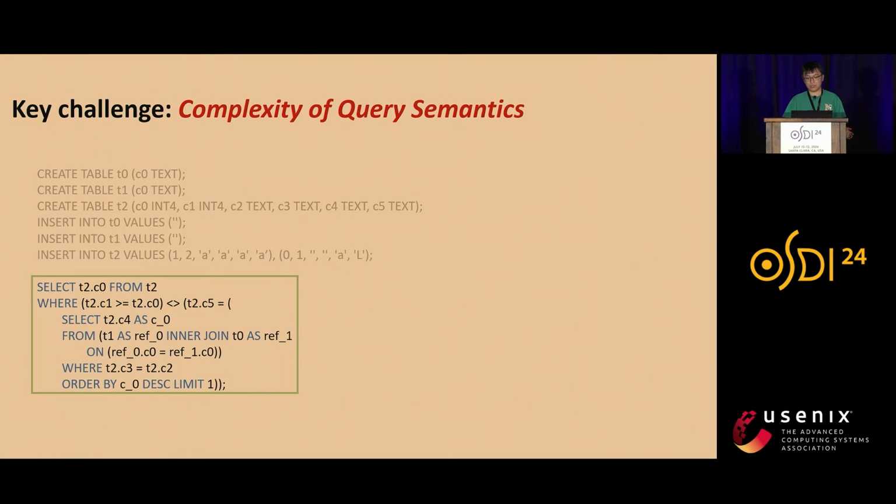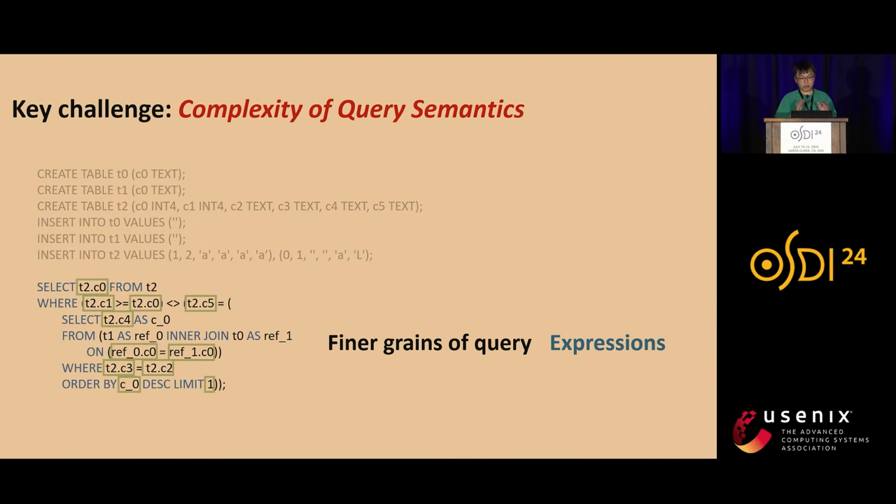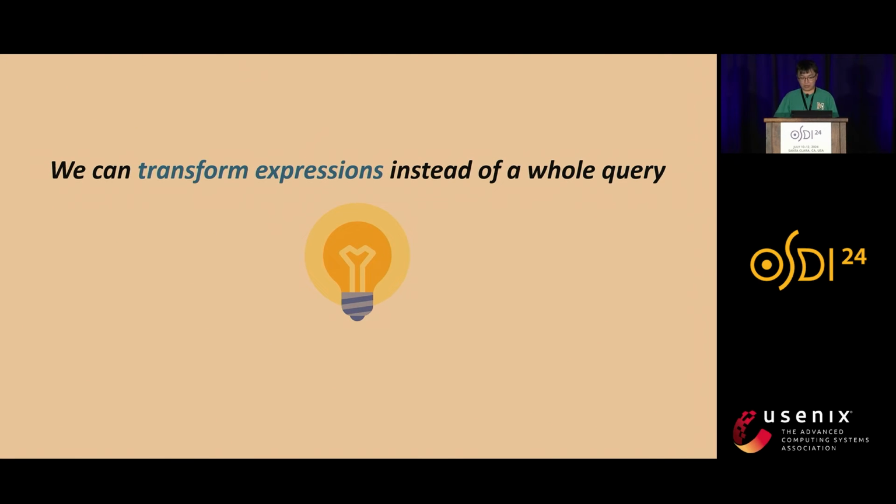So still this query, we focus on this select, and we try to analyze the final grains of this query. So the first question is, what's the final grains of a query? Our answer is expression. If we look at this query from the aspect of expression, we will find that these queries are really simple because the expression inside are just column reference and constant in this query. And simple means it's easy to analyze. So we come up with an idea. We can transform expression instead of a whole query.